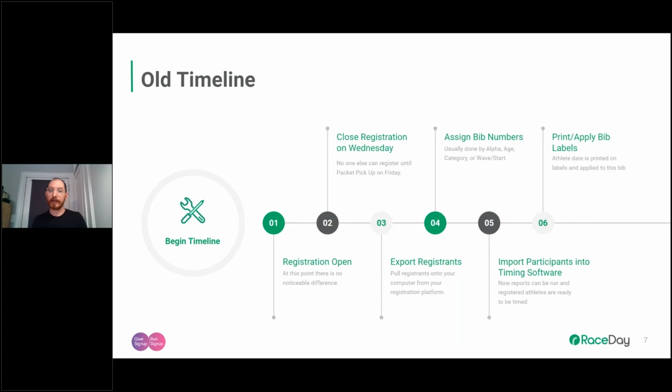In the old timeline, you'd close registration, say on Wednesday. No one else can register until packet pickup on Friday opens up. At that point, you export your registrants, you sort your spreadsheet by last name, first name, you put your bib numbers in, you import that participant info into your timing software, you send it to your timer, and then you print out your bib labels, and you have someone physically label each and every single bib number, and hopefully you got it right in the right sort order. Otherwise, you'll have to do the whole thing again.